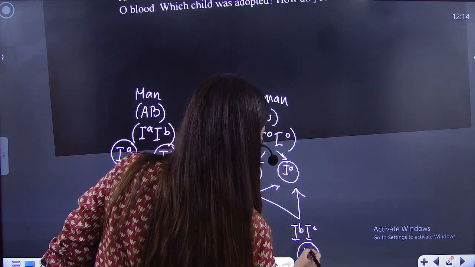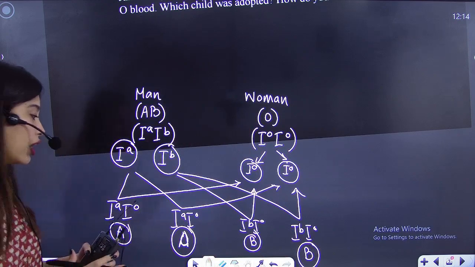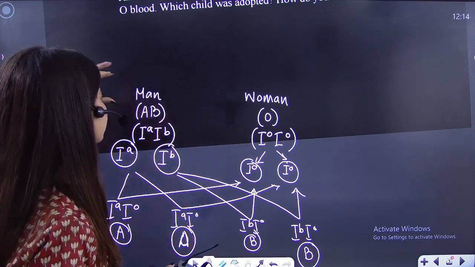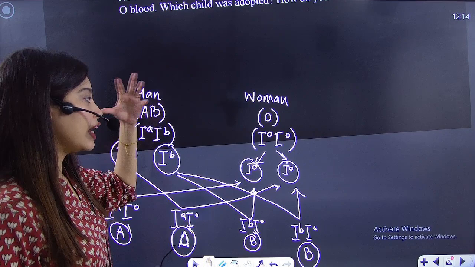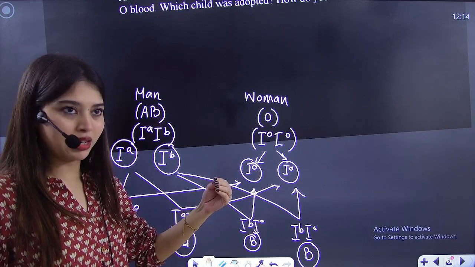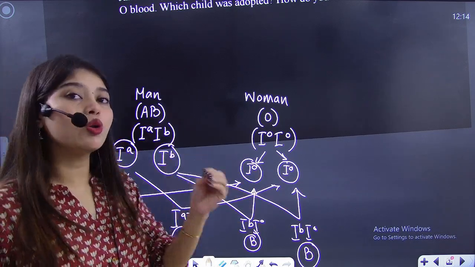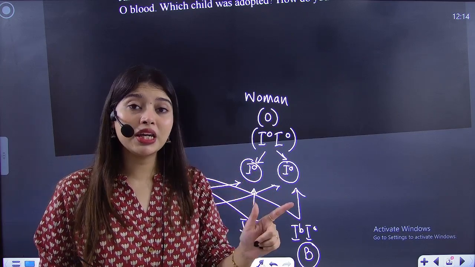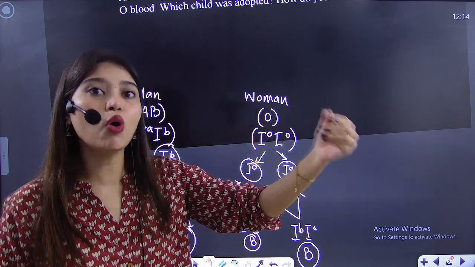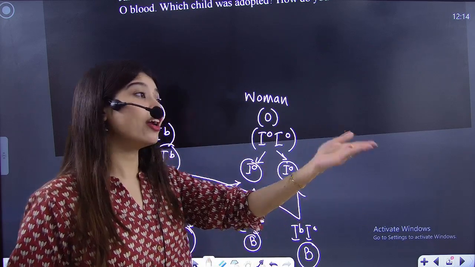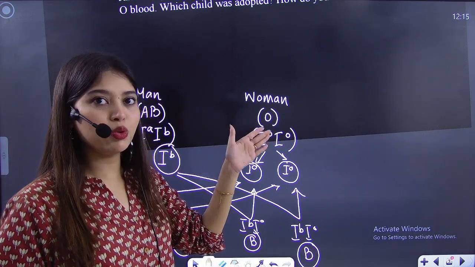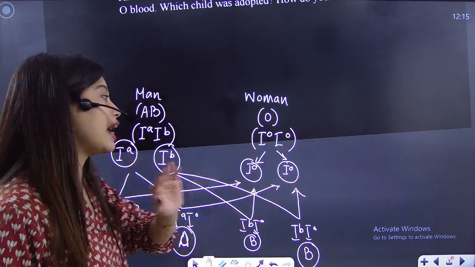So whatever the offspring may be, their blood group can be either A or B. So when this man and woman give birth to a girl child or boy child, whosoever it may be, the resultant offspring always has blood group A or blood group B and nothing else. If some child has blood group AB or blood group O, that means these are the offspring which were adopted and not the biological children. The biological children of this couple would have blood group either A or B and nothing else.